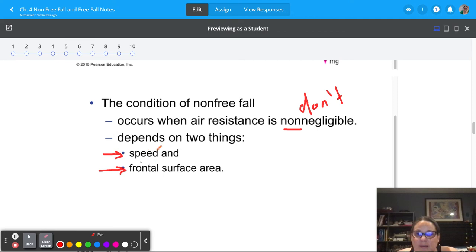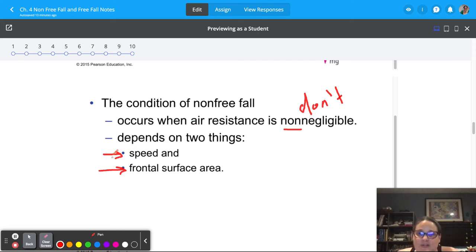To give you an idea of how speed affects it, imagine your hand out the window of your car when you're going maybe 20 miles an hour. And then imagine sticking your hand out the window when you're on the freeway going 65 or 70. There's a significant difference in how much force you feel hitting your hand. The faster you move, the more air particles you hit, and therefore the more force it exerts on you.